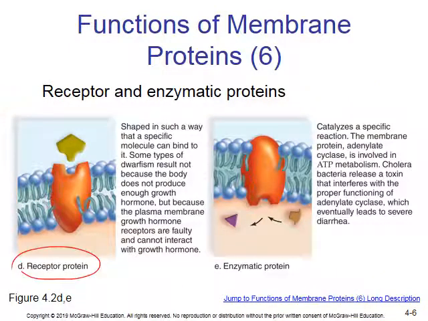Next, we have receptor proteins. This is how a lot of hormones work. Hormones will bind to a receptor, and then they'll cause action to happen inside the cell. The entire hormone doesn't come into the cell, it just docks or binds to the protein and allows for this kind of domino effect or cascade effect for action to happen inside the cell.